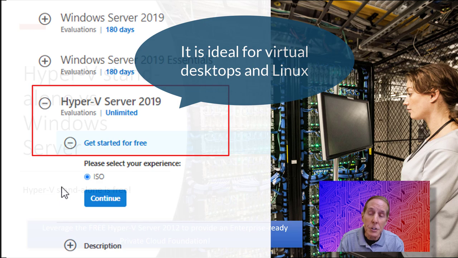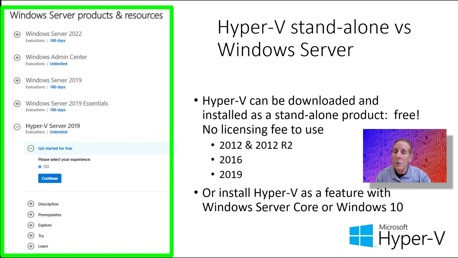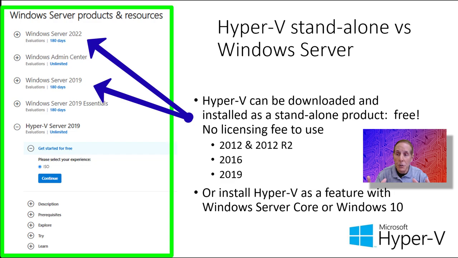So here I'm at the Microsoft download page, and you can see you can get Server 2022, and you can get Server 2016, but you'll notice in between those full versions of Windows Server are Hyper-V Server 2019, Hyper-V Server 2016. Those are the Hyper-V standalones. No licensing, free, you can use them. You can get them as far back as 2012, all the way up to 2019. Or you can get a full-blown server, pay the license, and you get Hyper-V as a feature that you install.